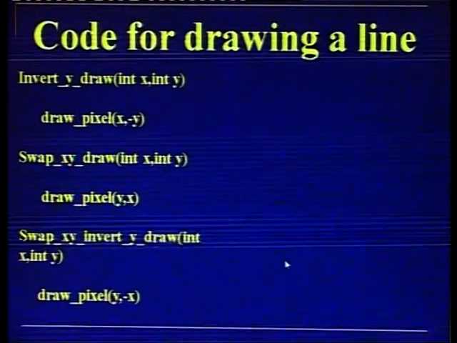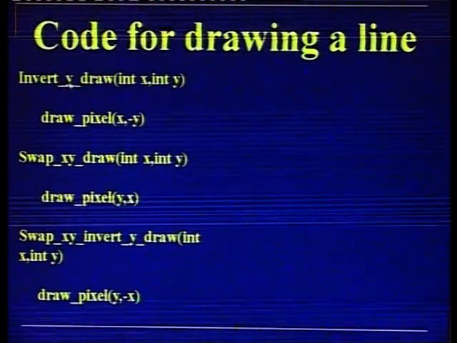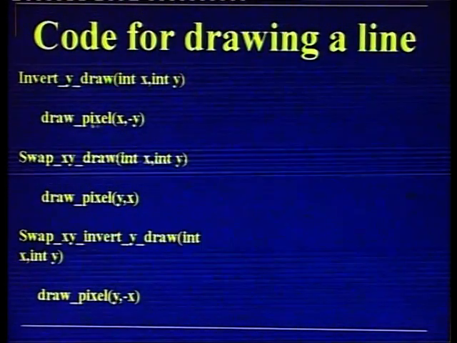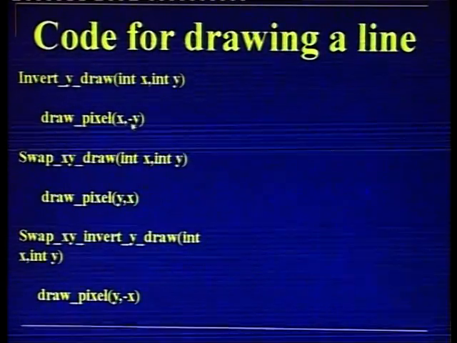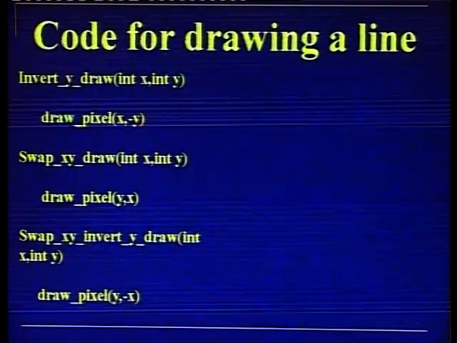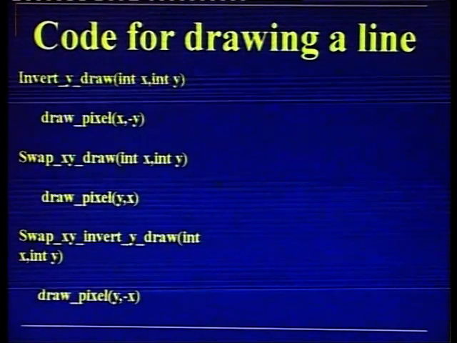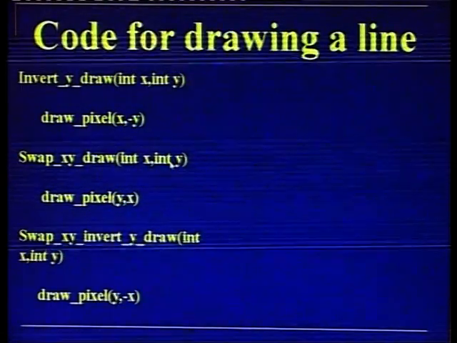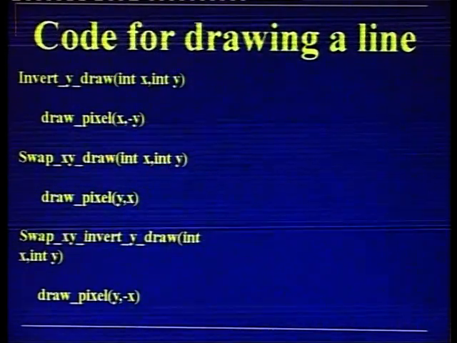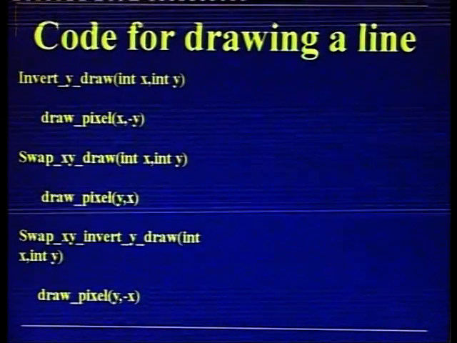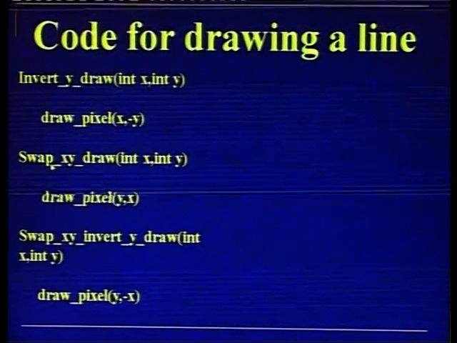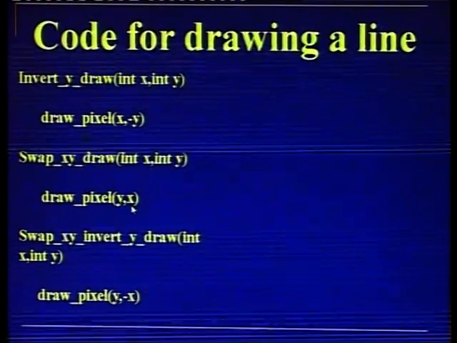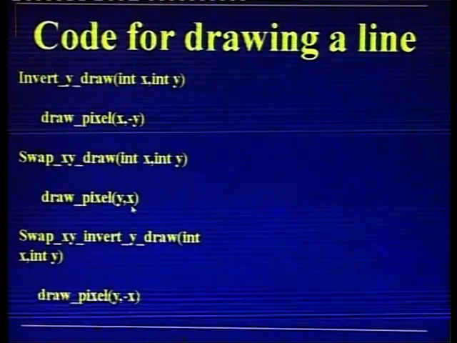So, this is the code for drawing a line. If we are to invert and draw the integer x y, we just draw the pixel with x comma minus y. If we are to draw the line with the negative slope, we have to invert the value of the y coordinate only. And if we are to draw the lines in the upper side area, that is from -1 to +1 slope area, we are to swap the x y coordinates. Swap x y, draw x and y, just draw pixels with y comma x. The x and y coordinates are swapped with each other.